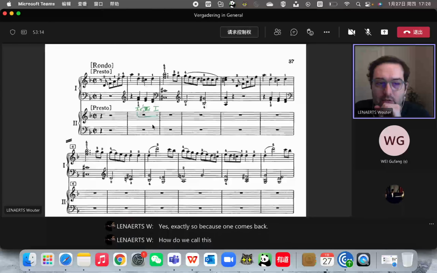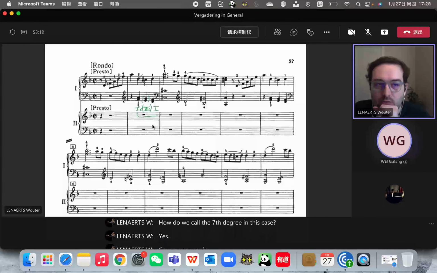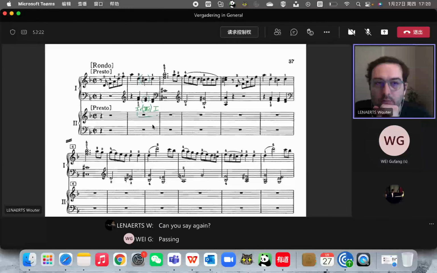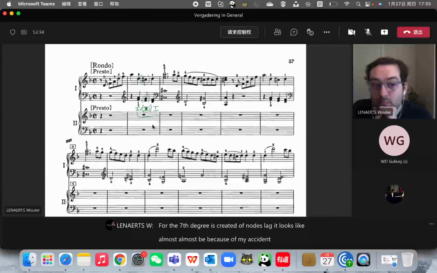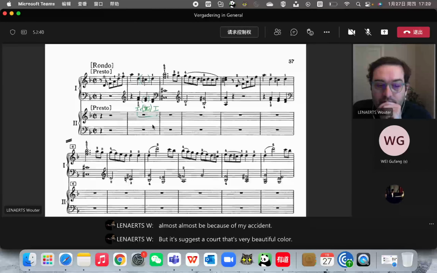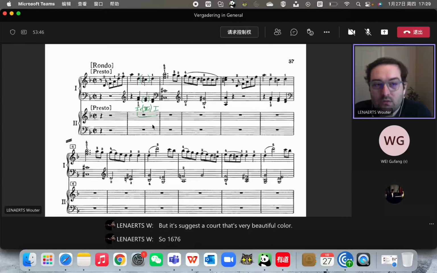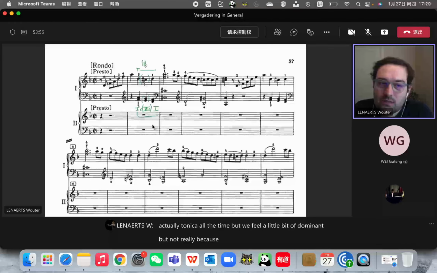How do we call the 7th degree in this case? Can you say again? It should be a passing chord. Passing chord. Very good. So this is the example we just saw. So the 7th degree is created of notes, it looks almost like it is by accident, but it suggests a chord, and that's a very beautiful color. So 1 6th, 7 6th, and 1. So you can say that this is actually tonic all the time, but we feel a little bit of dominant, but not really, because it's passing.